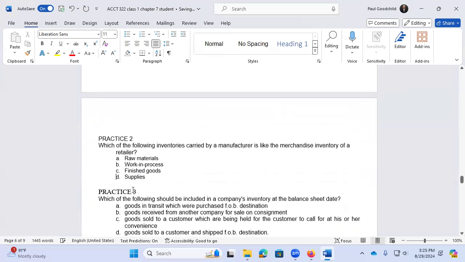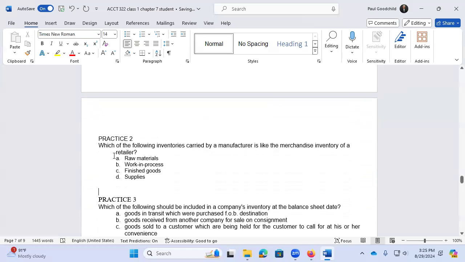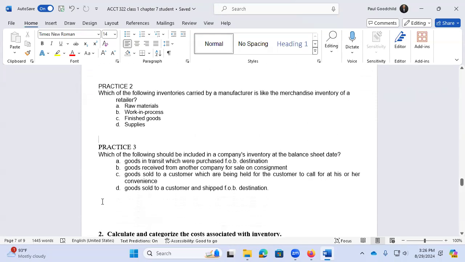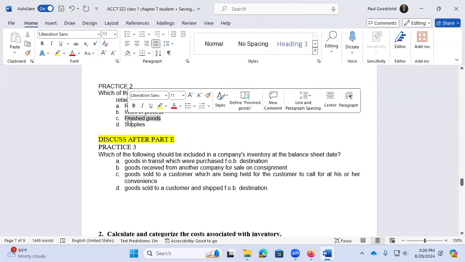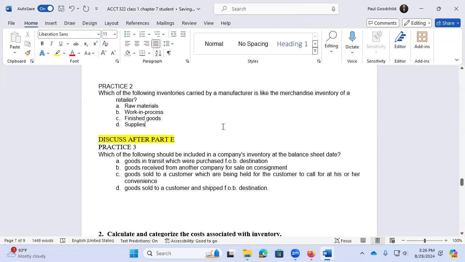Here's a little minute. Practice number two. We get for practice two. Anybody want to take a stab at it? Correct. Finished goods is most like merchandise inventory.